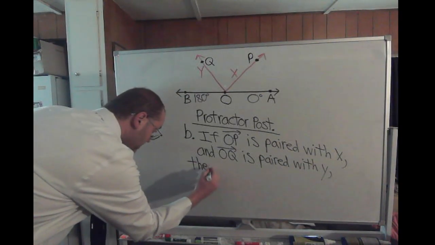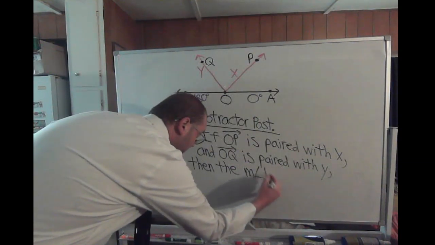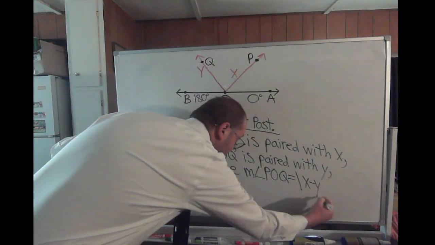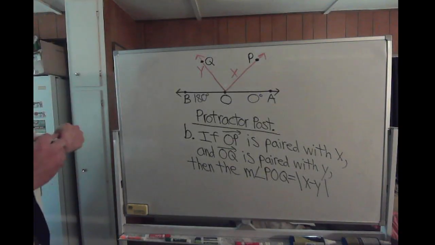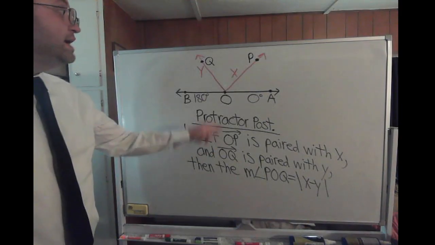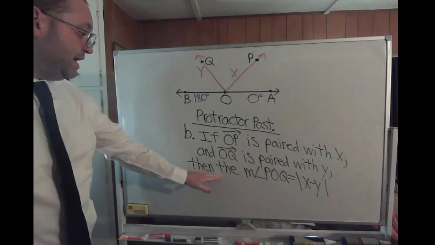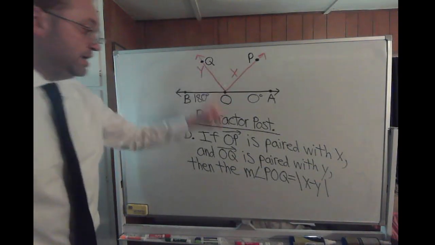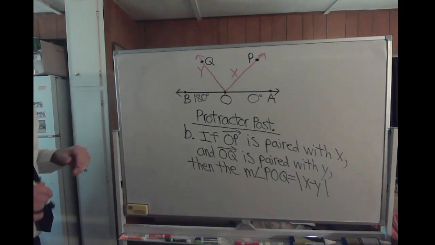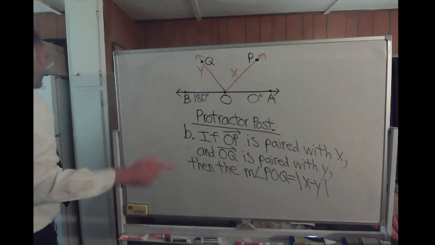Then the measure of angle POQ is equal to the absolute value of X minus Y. Okay, so we've talked about the rays. So if ray OP is paired with X and ray OQ is paired with Y, then the measure of angle POQ is equal to the absolute value of X minus Y. You'll get an answer like that in degrees. Okay, so I'll let everyone catch that part up.